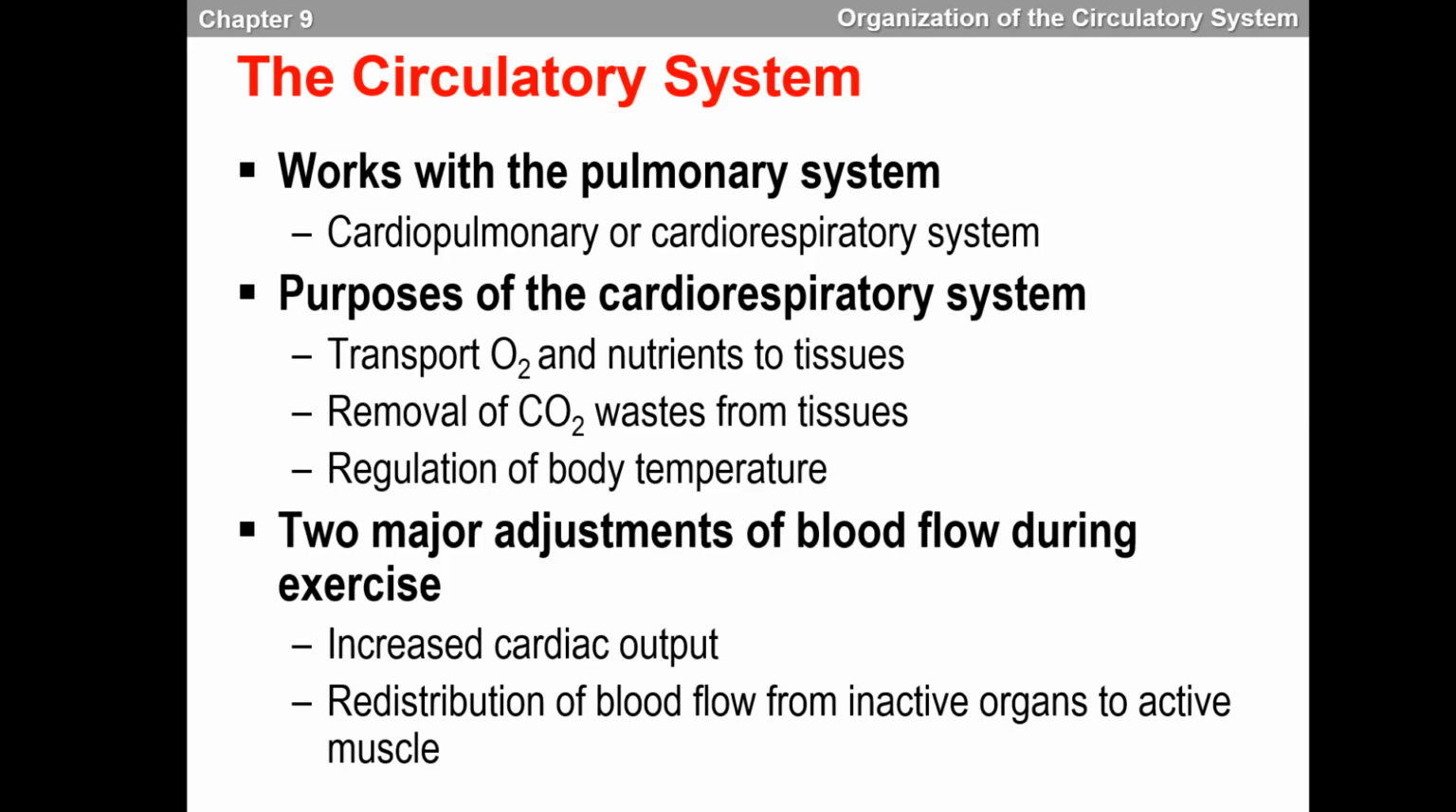So the circulatory system, whenever we refer to the circulatory system, we're referring to the pulmonary and cardiovascular system. The purpose is to receive oxygen, give it to the tissues, remove carbon dioxide, which is a waste product of our metabolic demands, and then regulate body temperature, right? It's important to remember there are two major adjustments to blood flow during exercise, right? So we increase cardiac output. This one is obvious. We increase heart rate, we increase stroke volume, but we also redistribute this blood flow to active muscle. Okay.